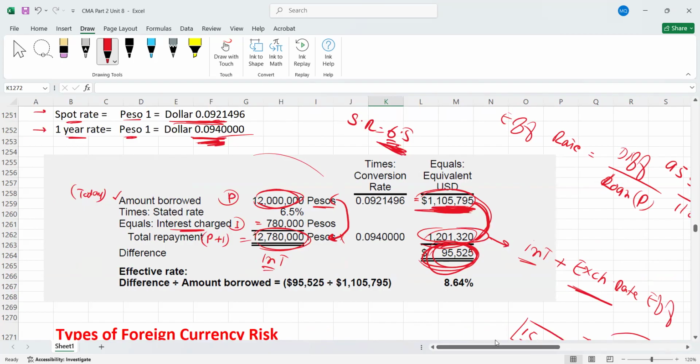Understood, guys? This is how you will deal with a foreign currency loan. If they ask you to calculate the effective rate, you have to do this first. First calculate these things, then convert the original amount into the other currency, and then convert the final amount into the other currency. Take the difference. This difference divided by the original amount will give you the effective rate. I hope it is clear.